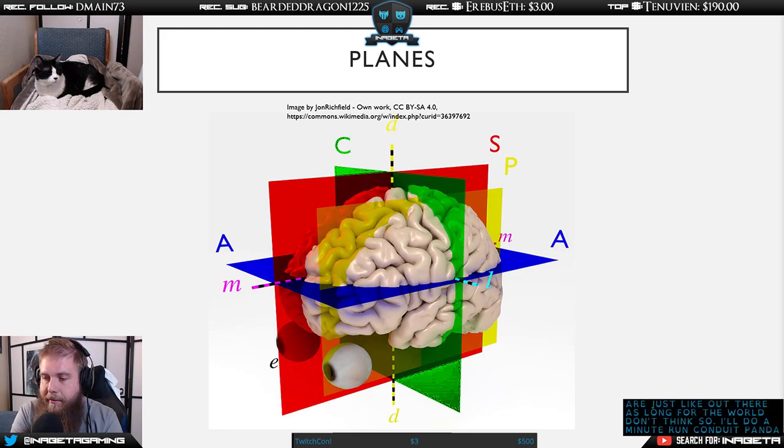The handy dandy fusiform. Yep. It does help us recognize faces for sure, among other things, with the fusiform face area specifically. It does help us recognize faces.